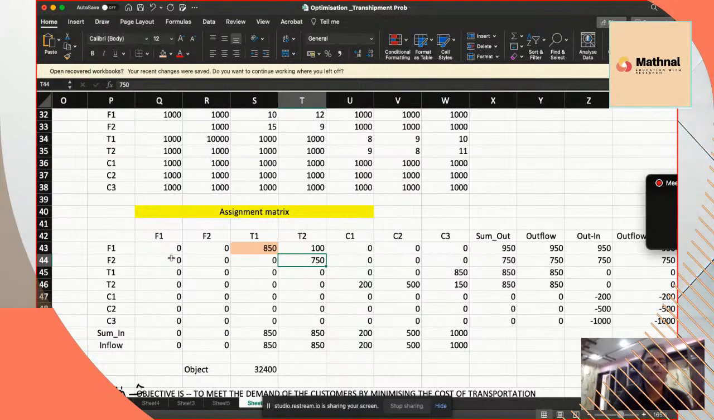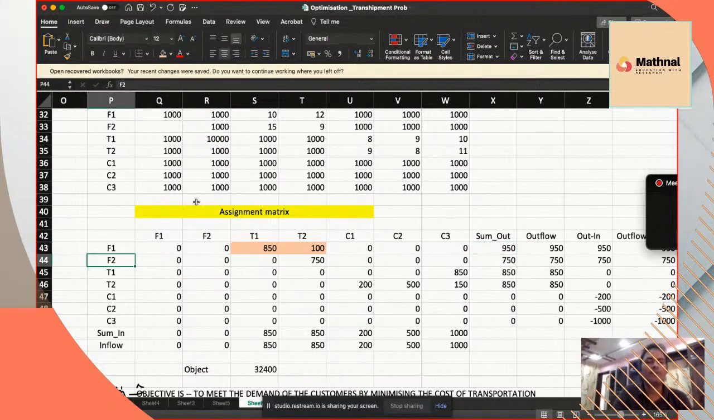And look here, there is no inflow at F1 and no inflow at F2. This is also met. F1 and F2 are only supplying the materials, not receiving them. So F1 is delivering 850 units to T1 and 100 units to T2, and the total supply capacity of F1 is 950. That is what we got here. The outflow constraint was 950, so it is matching.